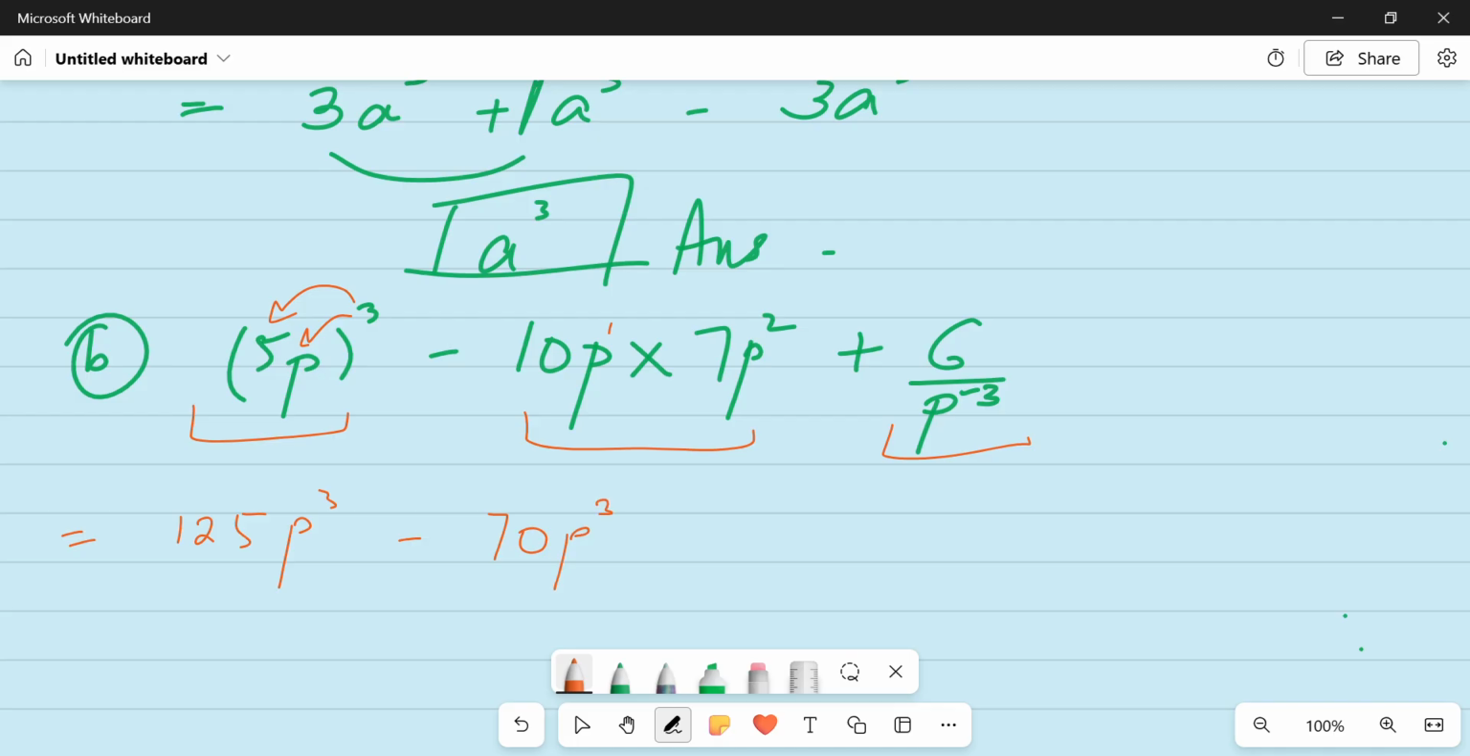Right? Now a plus sign here. Now we're solving the third term and the last term. p minus 3 is negative. So how are we going to make it positive? Come on, students, tell me. Are we going to make it positive?